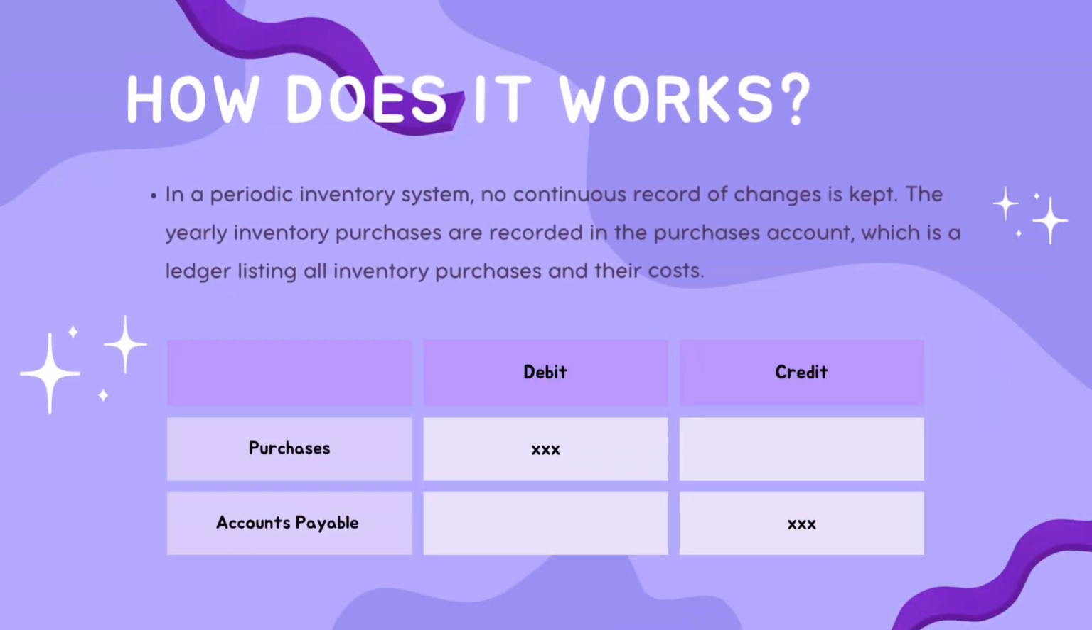How does it work? In a periodic inventory system, no continuous record of changes is kept. The yearly inventory purchases are recorded in the purchases account, which is a ledger listing all inventory purchases and their costs. So the periodic inventory system is the physical counting of inventory on hand or available for sale annually. So this is how the journalizing goes under periodic inventory system.